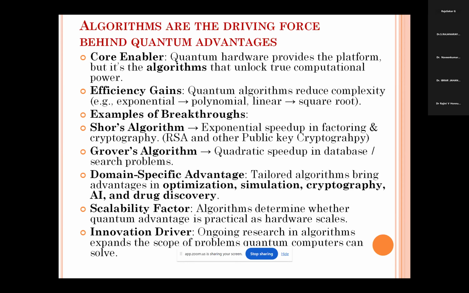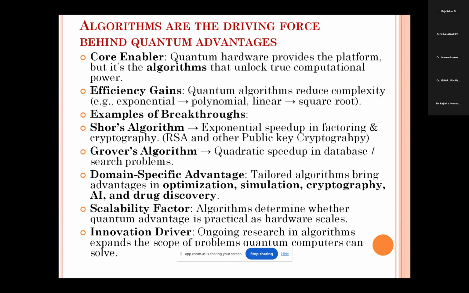So automatically the complexity has to be reduced, from exponential to polynomial, then linear to square root. These are the mathematical functionalities that improve the efficiency gains from quantum algorithms. Then, what are the breakthroughs? Shor's algorithm: factorization problems can be solved with Shor's algorithm.